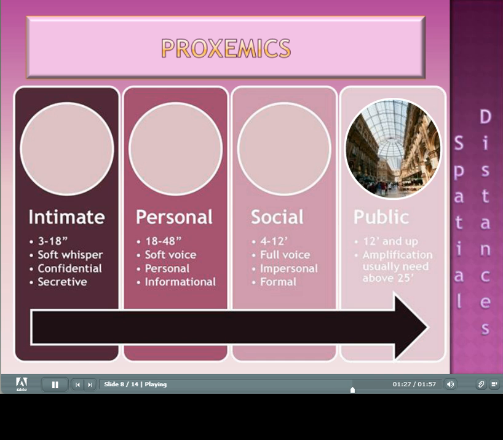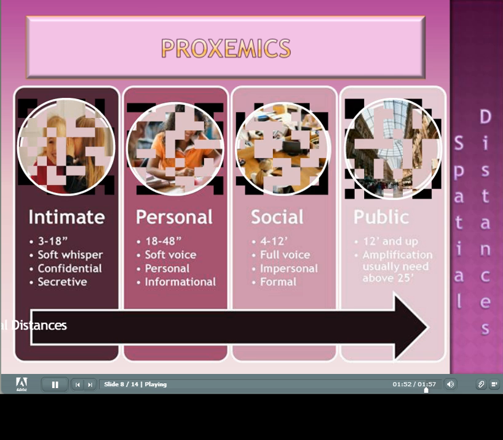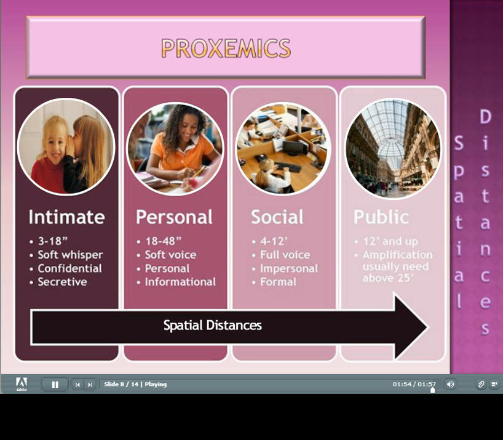The last zone is the public zone. This is anywhere from 12 feet and up. At this level, the speaker will have to have a slightly louder voice than just a full one. If the audience receivers are further than 25 feet, microphones may be needed. This zone could include a concert or an auditorium. In the picture above, a mall is represented. The distance from one person to most other people in this space is in the public zone. There you have spatial distances.